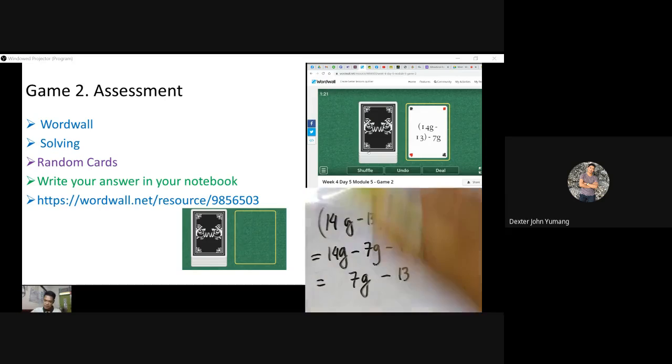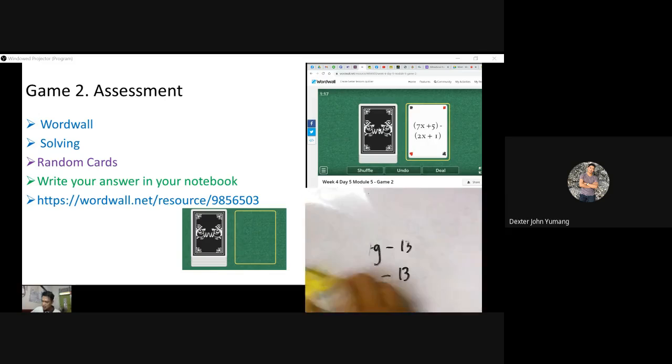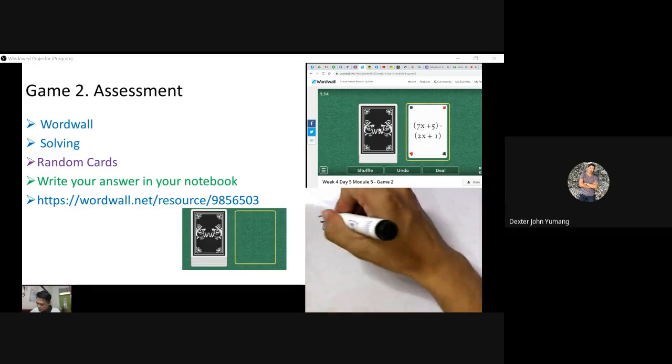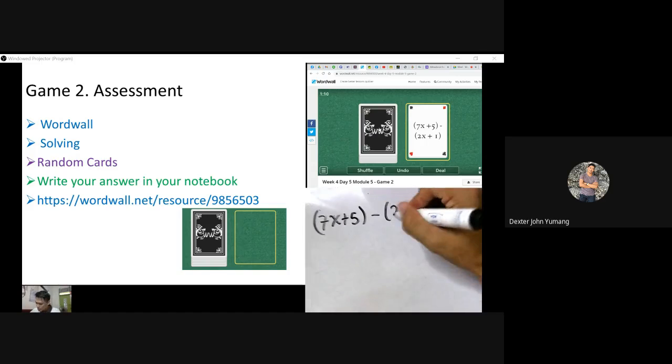Next question, a next card rather. We have 7x plus 5, the group of 7x plus 5, then minus 2x plus 1. Sino po ang meron nito? Type me in the chat box, please. Si Aswell po, meron po siya niyan. So, siya lang po ata. Ay, meron din si Angel. Okay, let's reveal the answer.